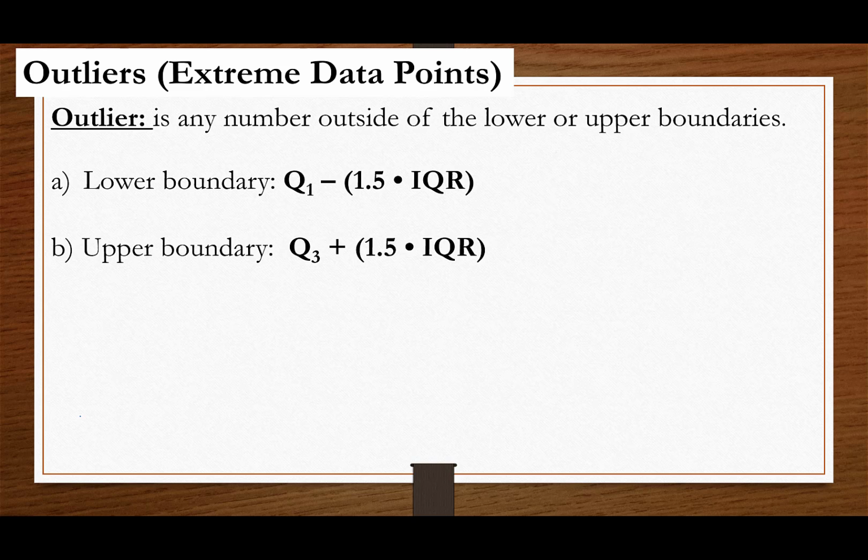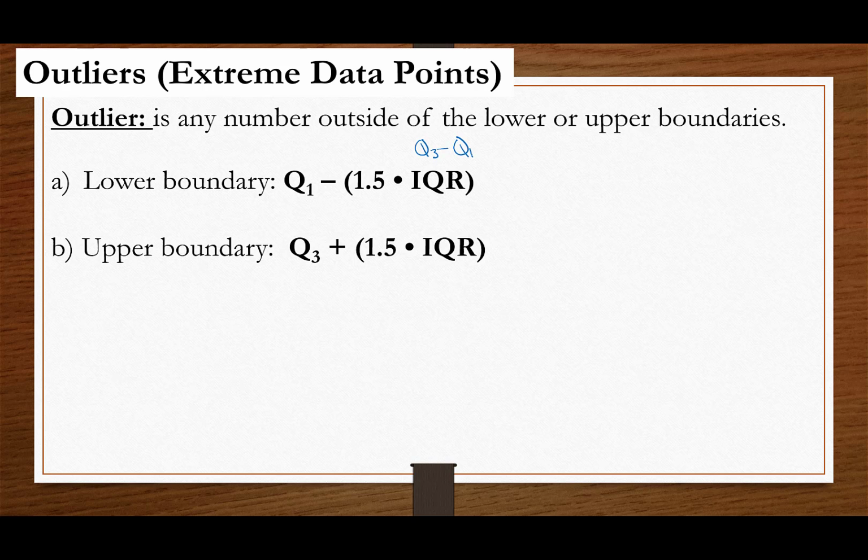And so there's an upper boundary and a lower boundary, and the formulas are right here on the page. To identify the lower boundary, you will work the subtraction problem, the value of quartile 1, which is also the median of the lower half, minus 1.5 times the IQR, which, remember, the IQR is the quartile 3 minus quartile 1 value. To find the upper boundary, you're going to work this addition problem. You're going to start at quartile 3 and add 1.5 times the IQR.